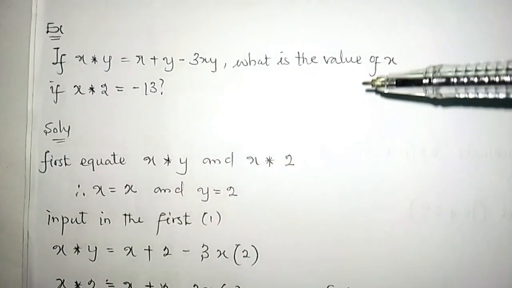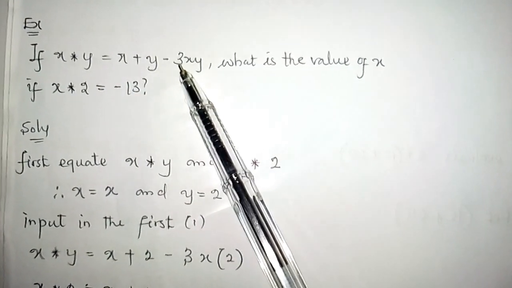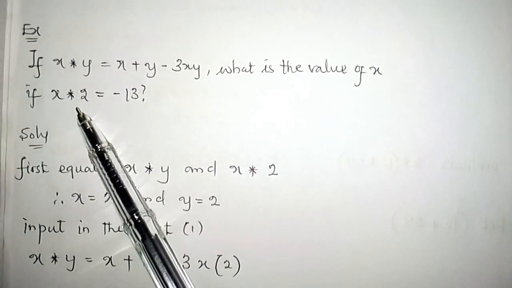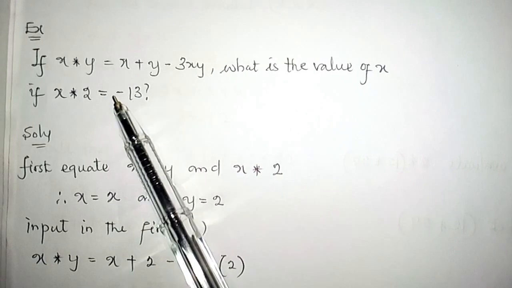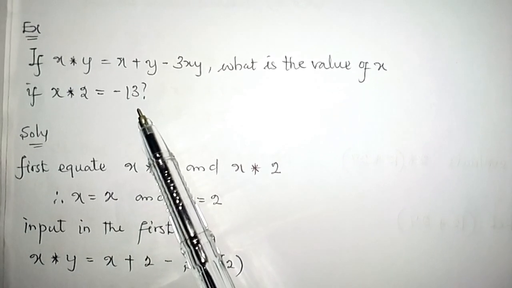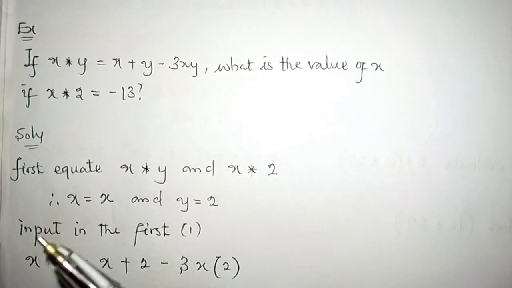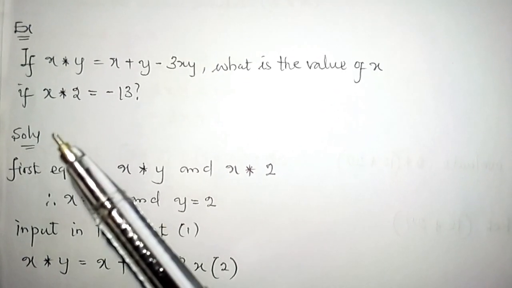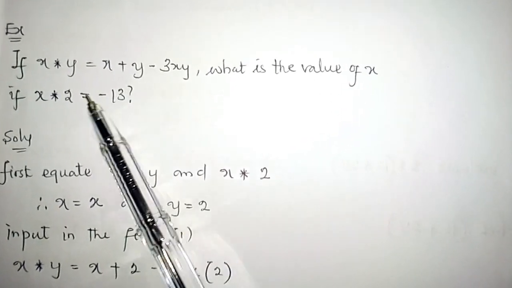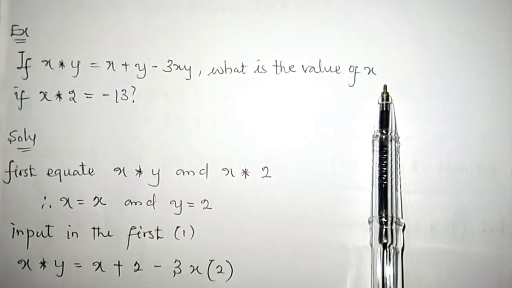Alright, let's also look at another example here. We have, if x * y equals x plus y minus 3xy, what is the value of x if x * 2 equals minus 13? Now, if you look at this question, you find out that it's a little bit more complicated. But let's not get too serious with it. Let's look at it carefully. x * y is given as this, and x * 2 is given as this, but we are being asked to find the value of x.